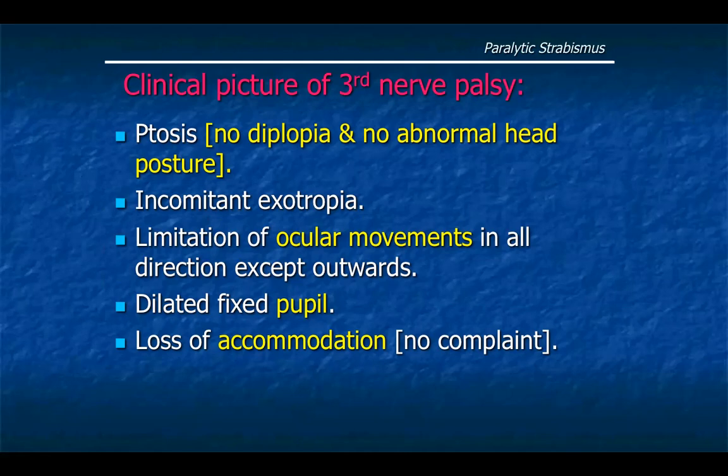Although the superior oblique is intact, the superior oblique depresses the adducted eye. And here the medial rectus is paralyzed, so it cannot adduct the eye for the superior oblique to act. And the superior oblique cannot depress the abducted eye, which is abducted here by the lateral rectus. So the patient cannot depress the eye because it's abducted, and the superior oblique cannot depress the abducted eye.